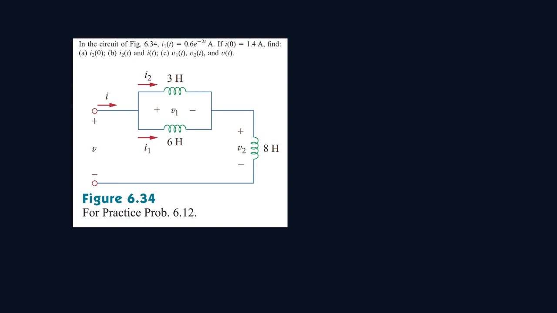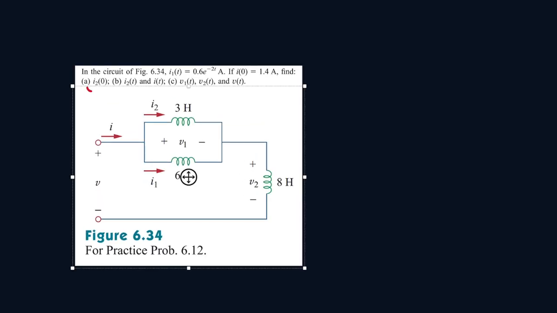Okay, so for the following circuit, we have to find I2 at 0. Then we have to find the formulas to represent these ones. And we're given the formula for I1, and we're told what I at 0 is going to be equal to. It's going to be equal to 1.4.